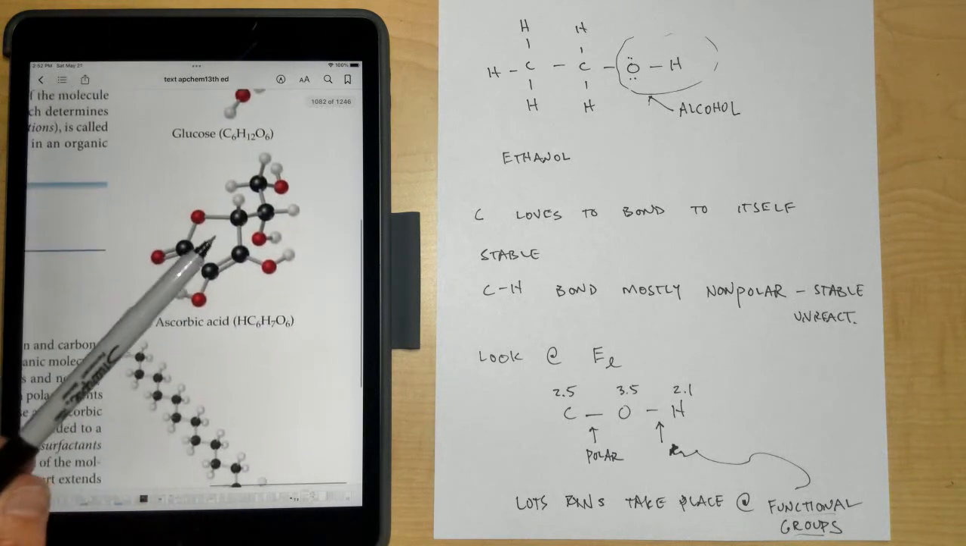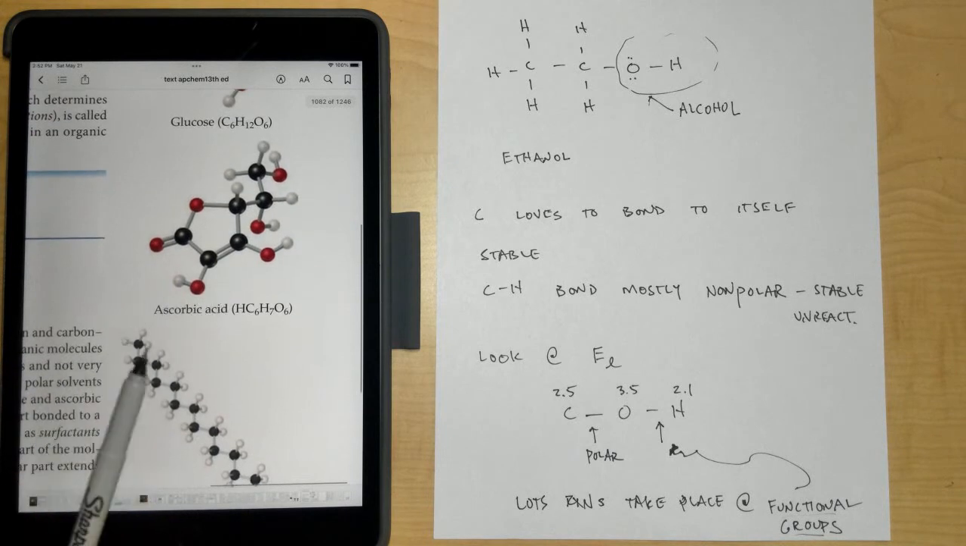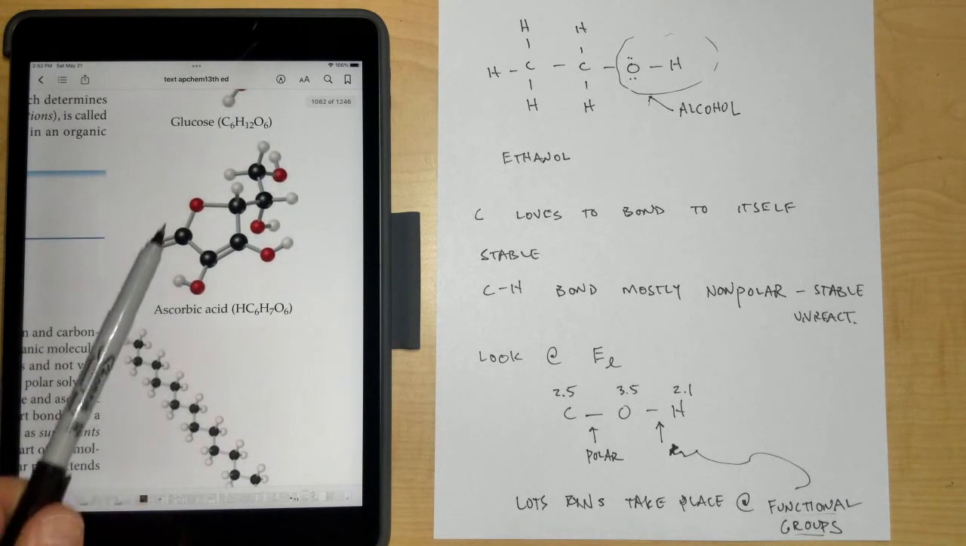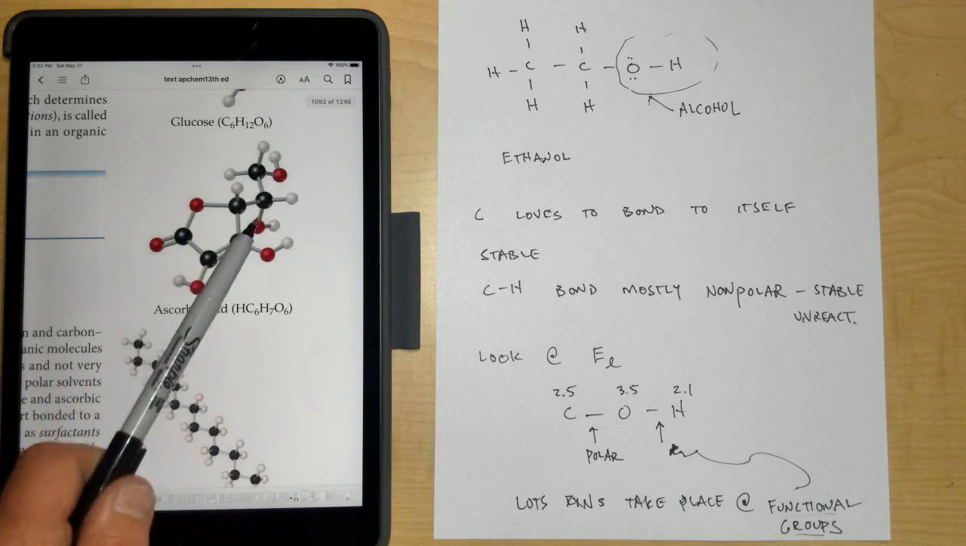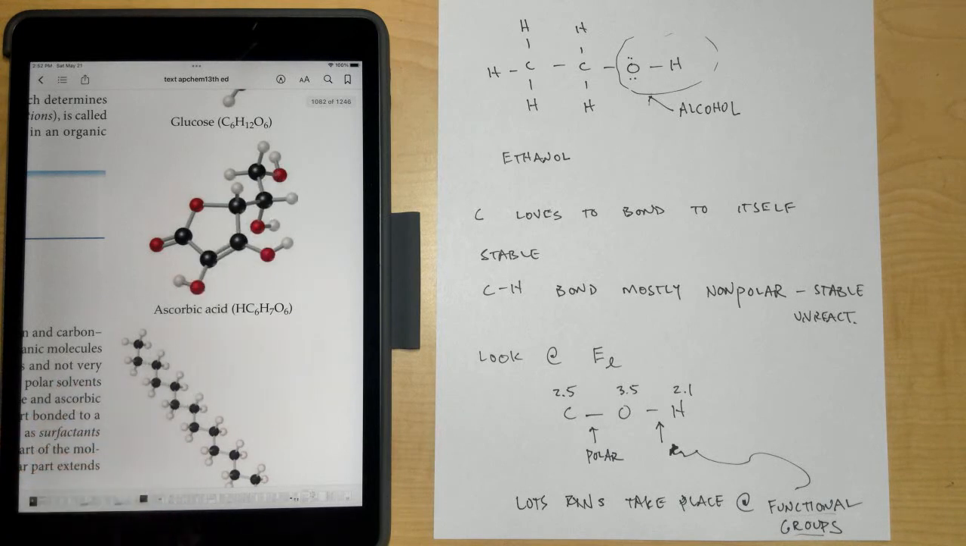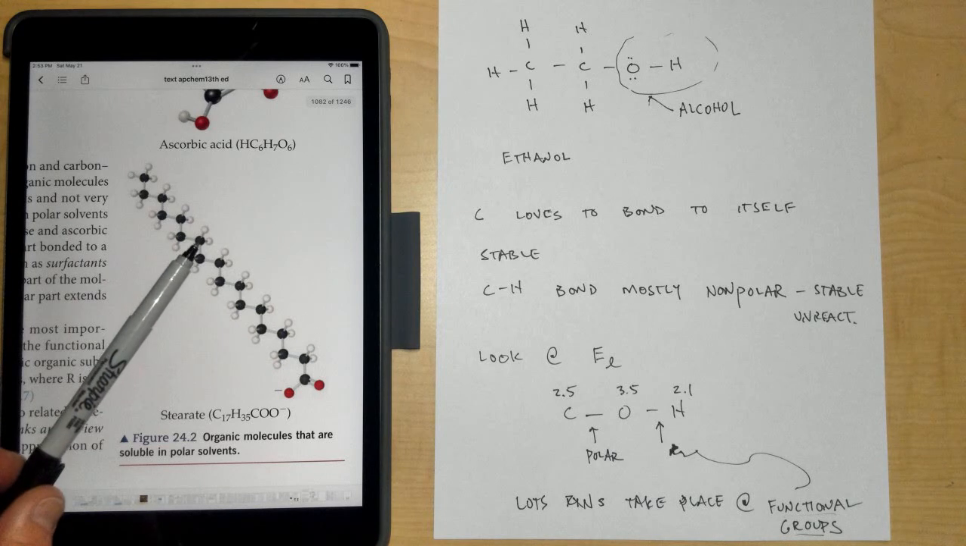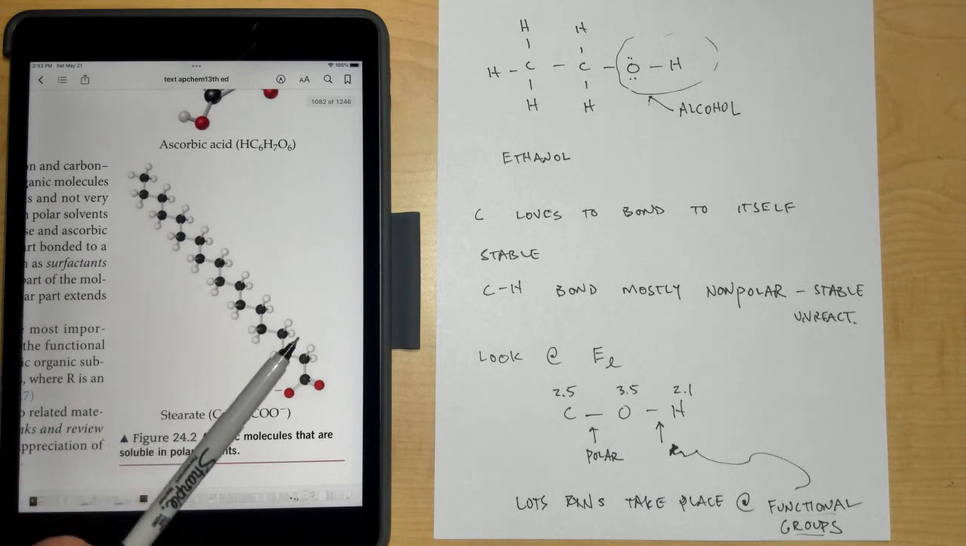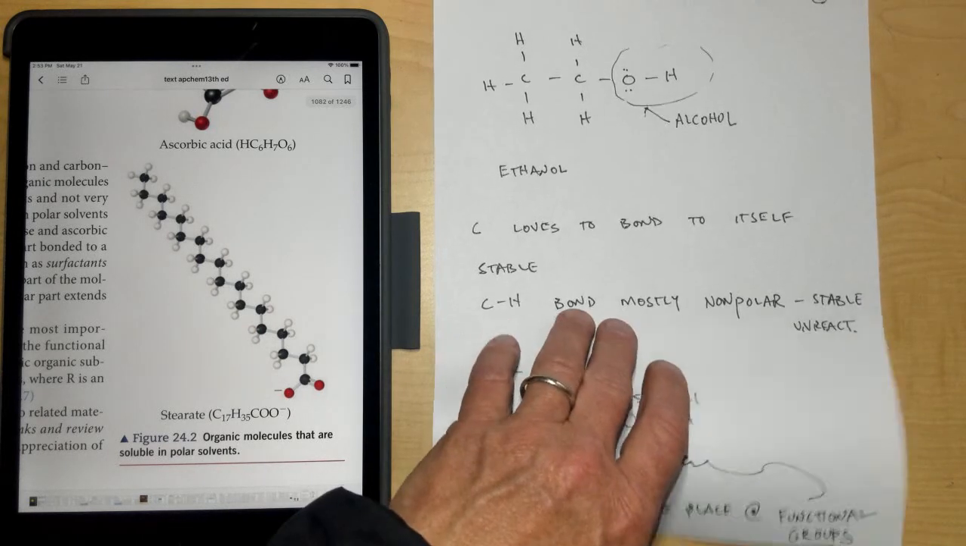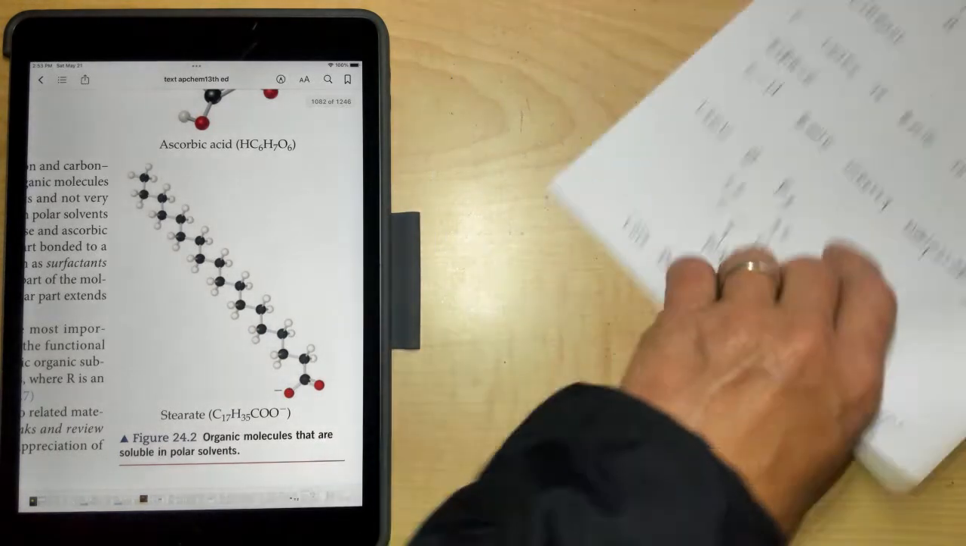Same thing right here with ascorbic acid, which is also known as vitamin C. It's very soluble in water because it's got lots of these OHs and differences in polarity. Whereas something like this substance called stearate, it has lots of chains right here of carbons and hydrogens that are nonpolar, and then only one little part right here that would have an OH substituent group to it.